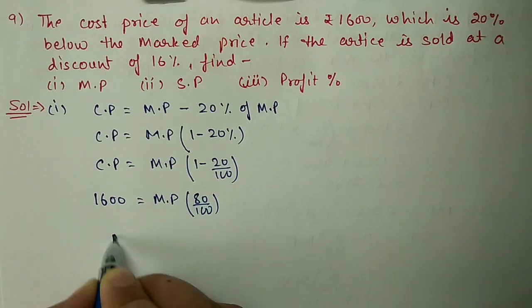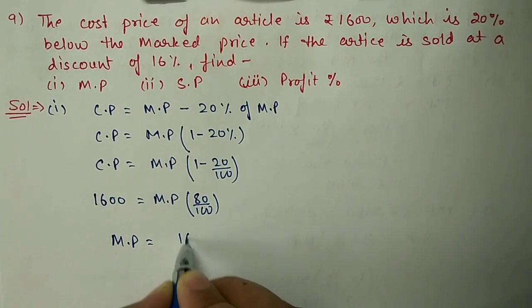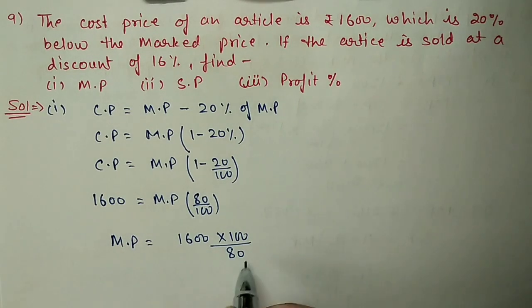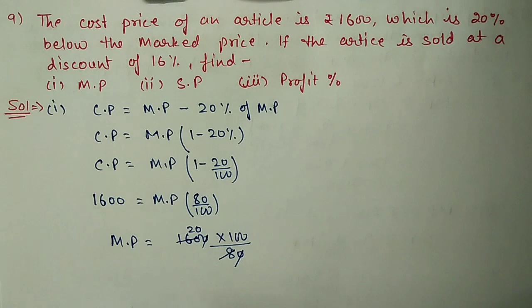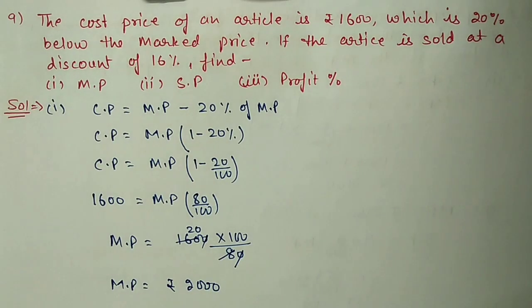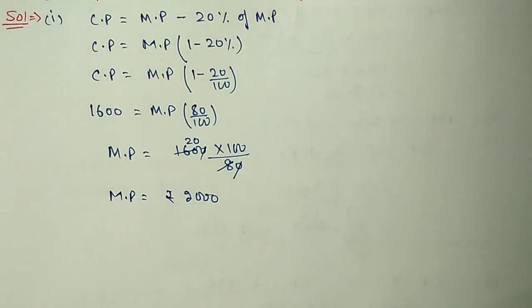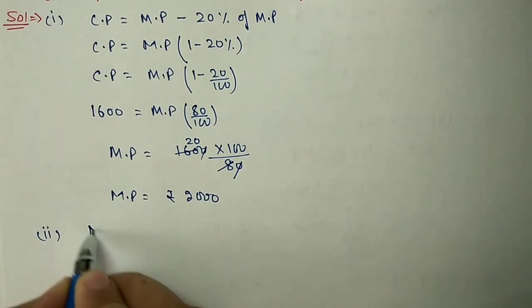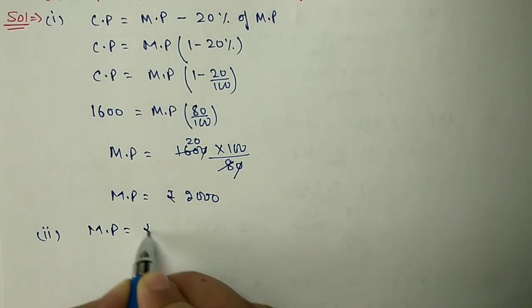So MP value will be 1600 into 100 by 80. We can cancel out 80, 20 times it will go. So mark price will be 2000 rupees. After getting mark price, with the help of this we can find out selling price. So mark price is 2000 rupees.